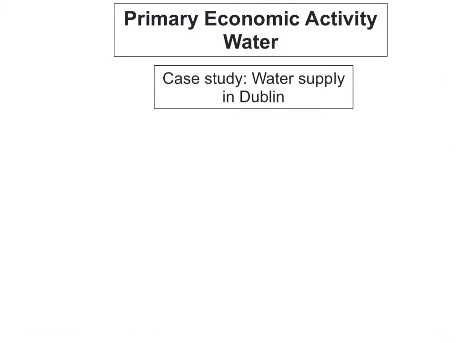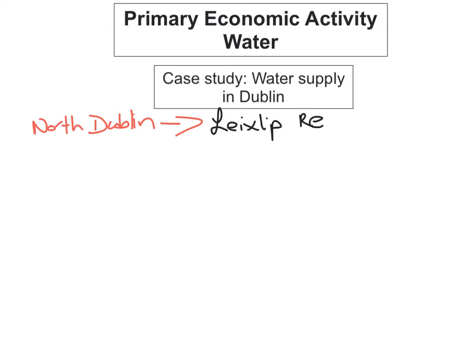So we're going to look at some case studies. Okay, so the case that we're going to look at is Dublin, and we're going to look at water supply in Dublin. So North Dublin, where does it get its water supply from? Well, it gets its water supply from the Leixlip Reservoir.